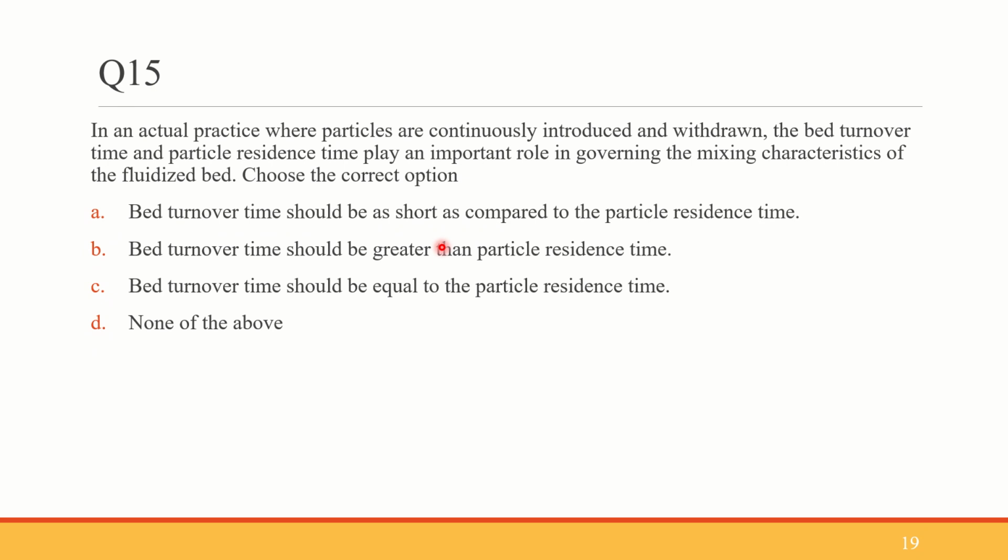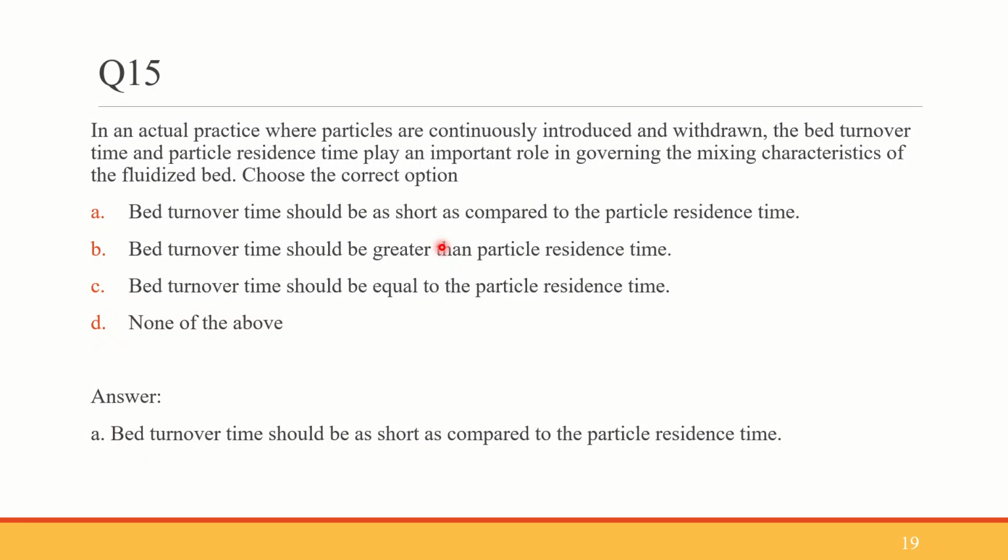Bed turnover time should be as short as compared to the particle residence time, or bed turnover time should be greater than the particle residence time, or bed turnover time should be equal to the particle residence time, or none of the above. So the right answer is option A. Bed turnover time should be as short as compared to the particle residence time. So in continuous practice, both of them should be comparatively short as much as possible.